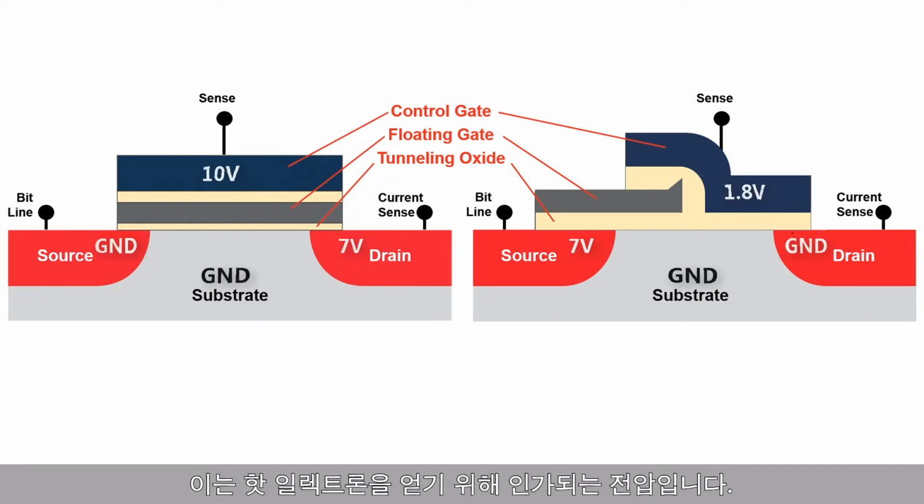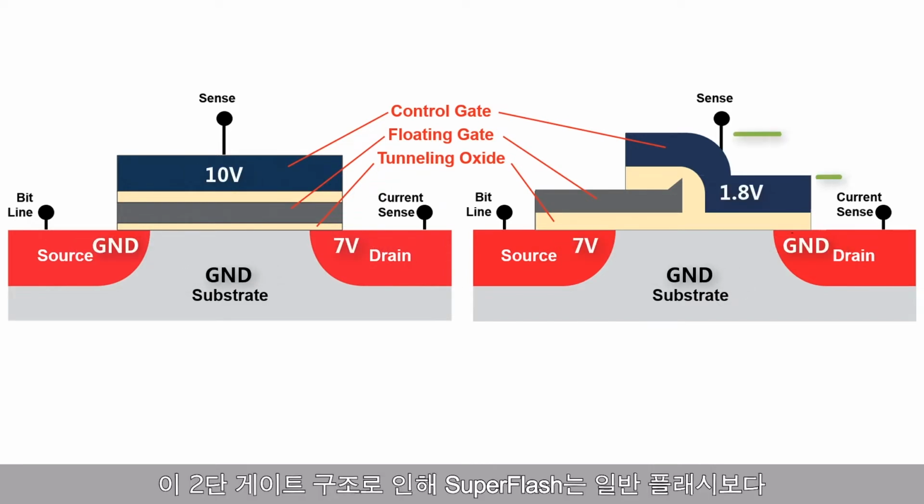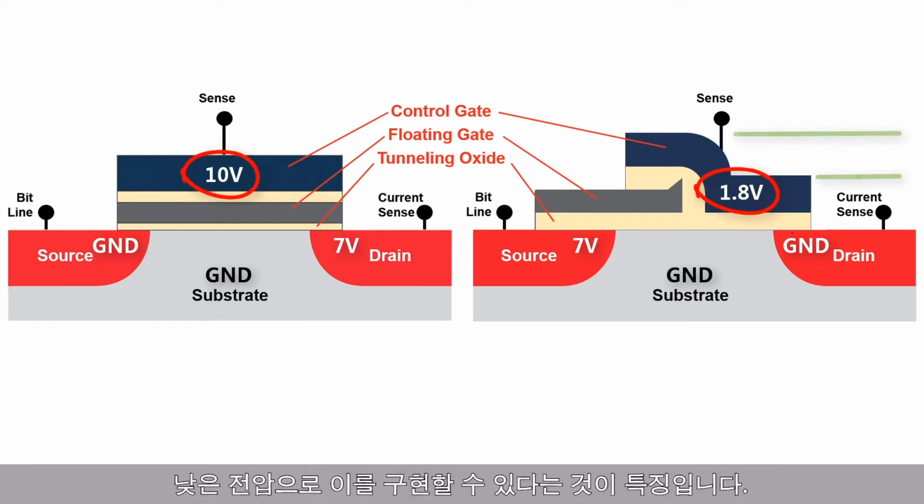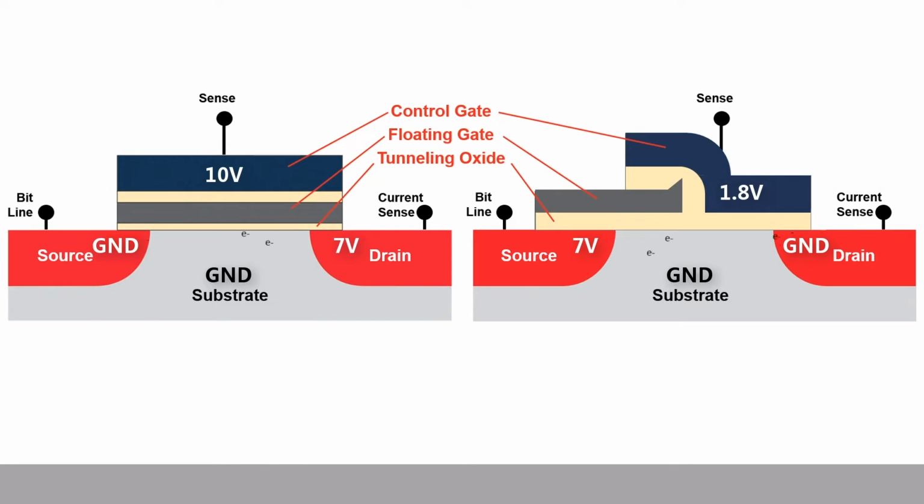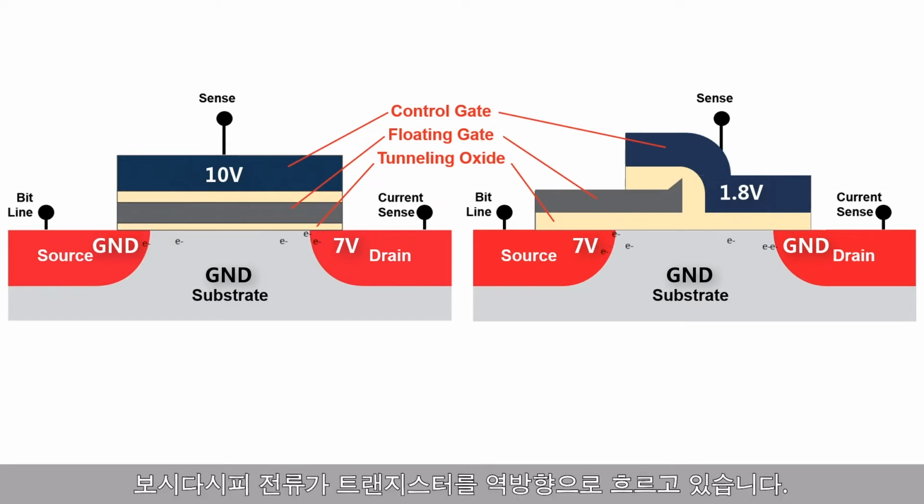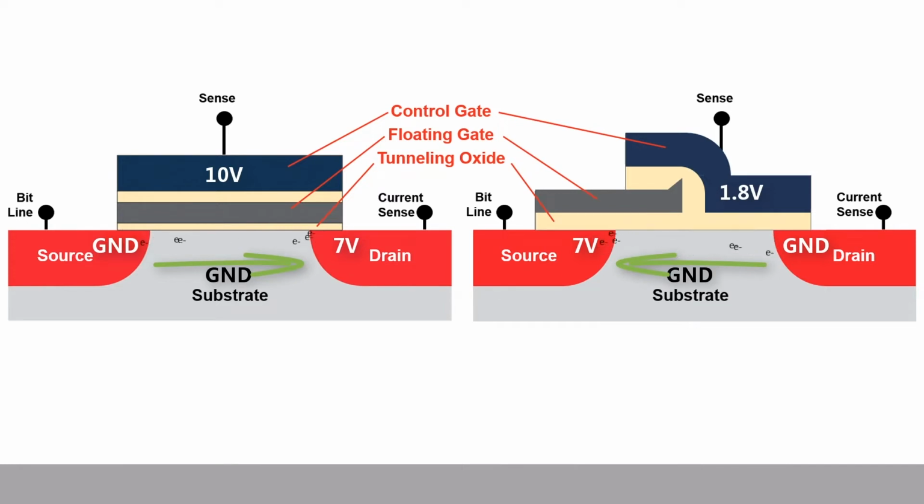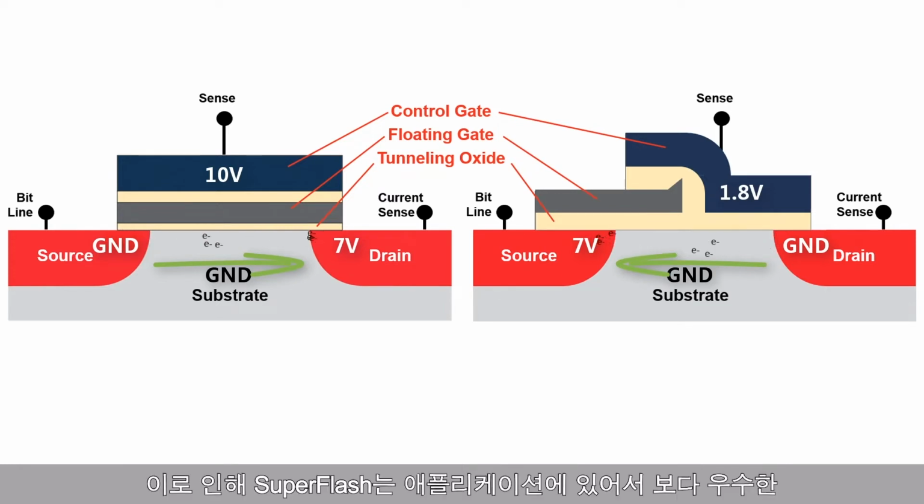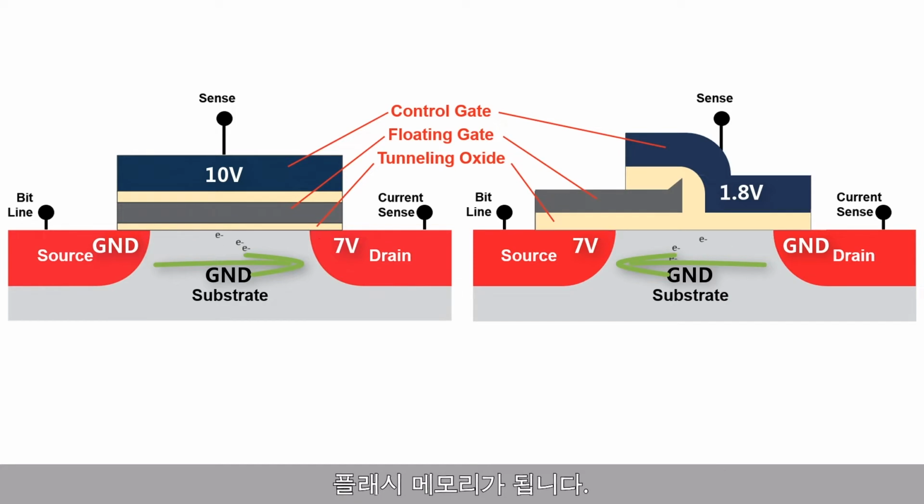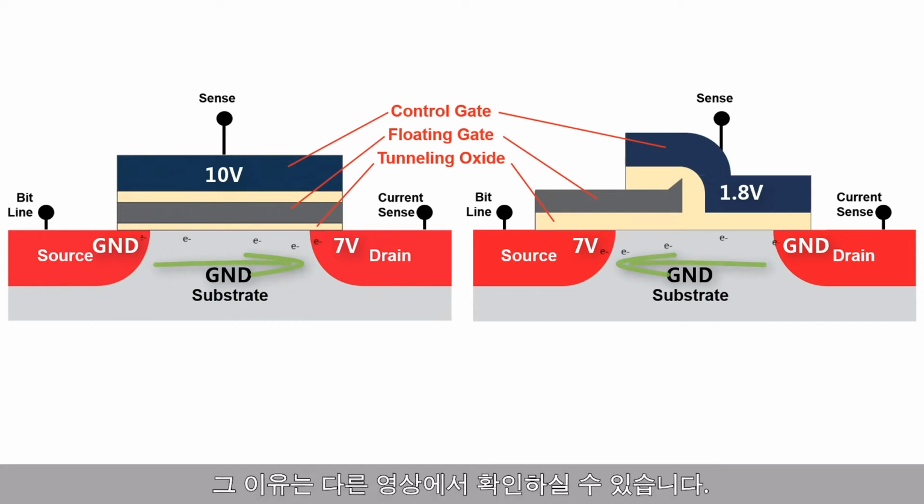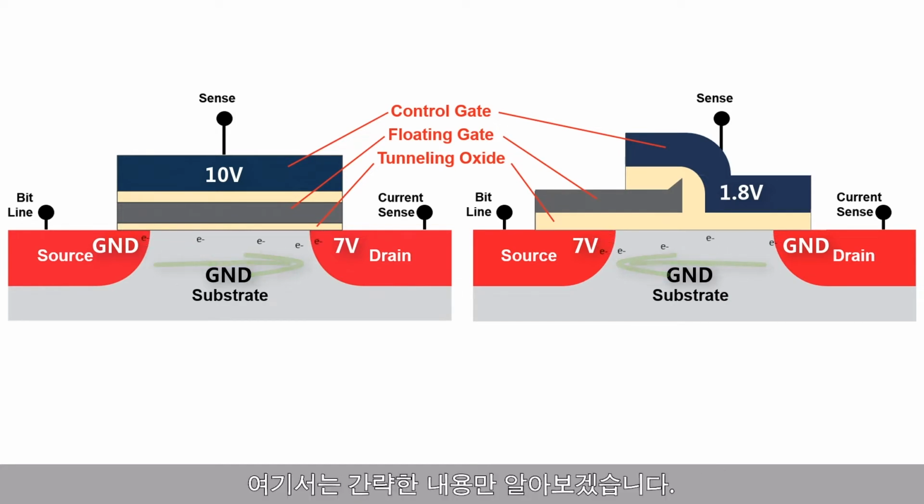Here are the voltages we'll apply to get our hot electron activity. Note that because of this two-level gate structure, superflash can use lower voltages than standard flash to get this to happen. And as you see, we have the current running through the transistor in the other direction. If you want to understand why that makes superflash a better flash memory for your application, then watch some of our other videos. For now, just trust me.